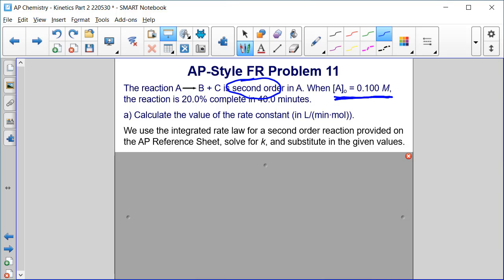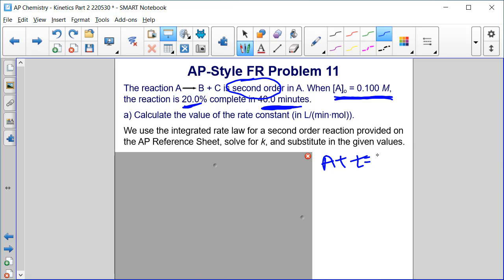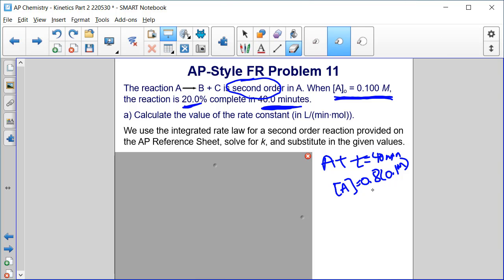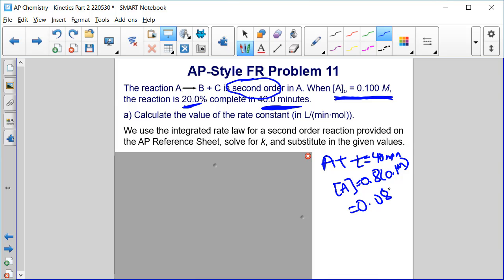When the initial concentration at time 0 is 0.100 molar, the reaction is 20% complete in 40 minutes. So that means 20% of this reactant is gone in 40 minutes. Let me write it over here where we have room. At T equals 40 minutes, the concentration of A remaining is 80% of 0.100 molar, which is 0.080 molar, because the concentration has decreased by 20%.